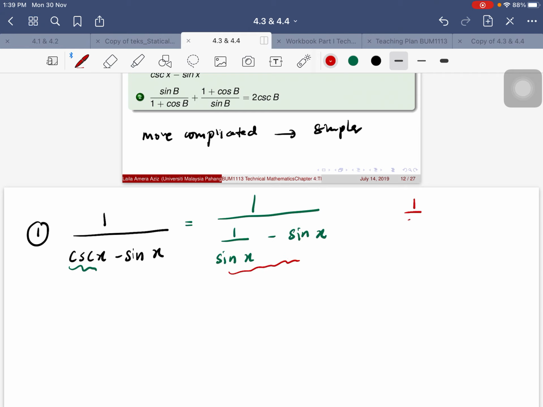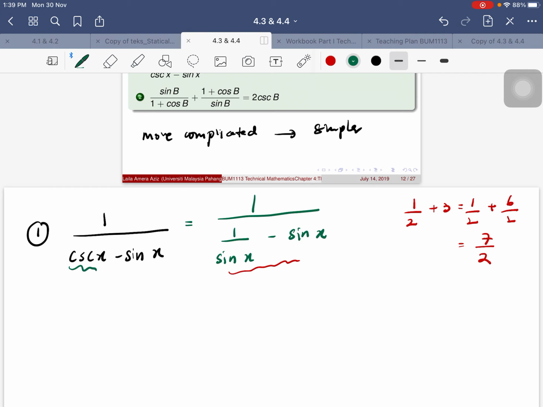If I have 1 over 2 plus 3, how do I do the operation? I'm going to make both of them in terms of fractions. I'm going to write that this is actually 1 over 2 plus 6 over 2, and then only I can write this as 7 over 2. So that is the idea that we're going to apply here as well.